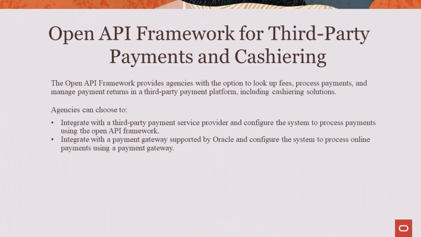The Open API framework provides agencies with the option to look up fees, process payments, and manage payment returns in a third-party payment platform, including cashiering solutions. Agencies can choose to integrate with a third-party payment service provider and configure the system to process payments using the Open API framework, or integrate with a payment gateway supported by Oracle and configure the system to process online payments using a payment gateway.